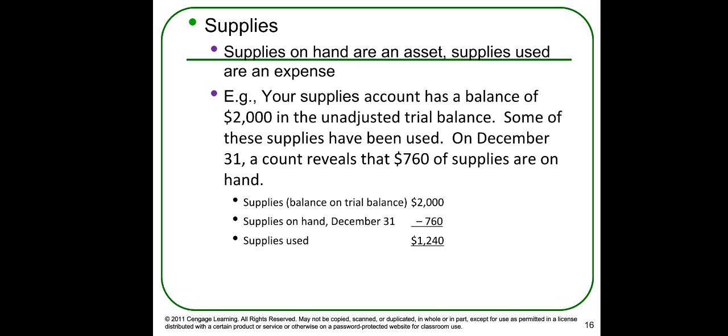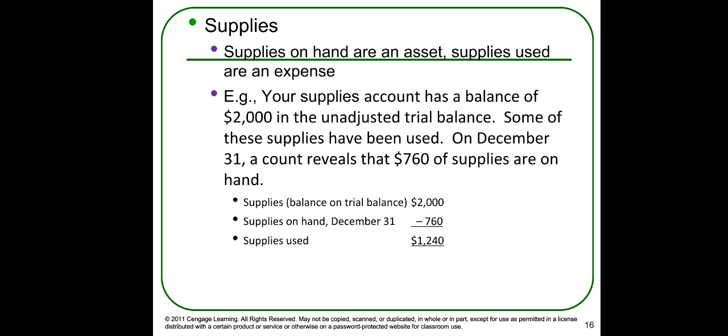Supplies expense is $10. Your supplies asset decreases by $10. So now your supplies asset is $990 only, because you have used $10.